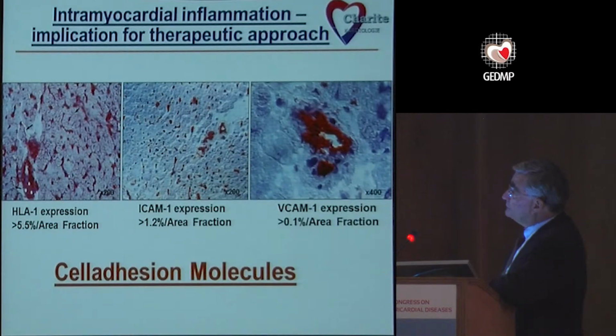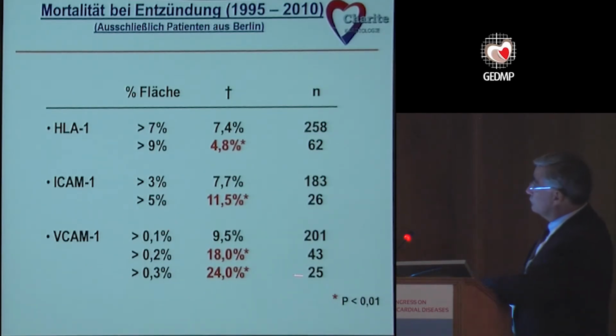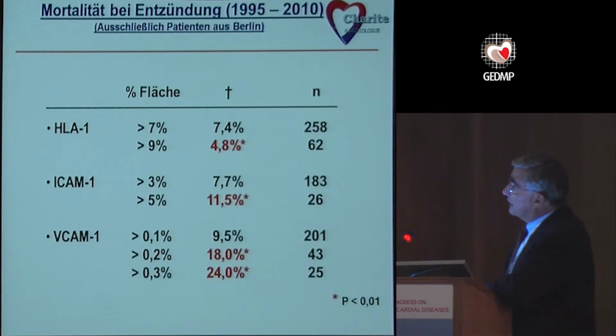Next point is cell adhesion molecules. As you can see here, typical examples for VCAM, ICAM, and HLA-DR1. Other adhesion molecules can be done. And again, you can see that the expression profile of these adhesion molecules gives you a very good hint about the prognosis of the patients. As you can see, again, highly significant if you follow these patients concerning mortality in the next 3 to 6 years.